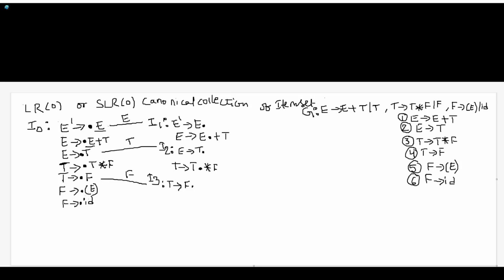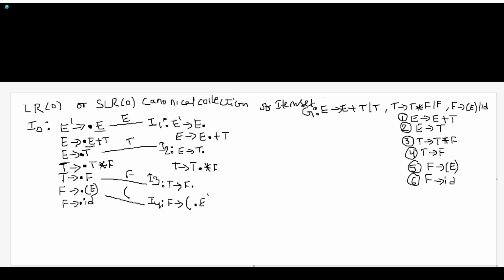Now come to the next rule. What is this one? Open bracket. So again it is a new symbol. According to the concept, if it is a different symbol, we have to take another item set, that is I4. Now I4 consists of F derives open bracket dot E.